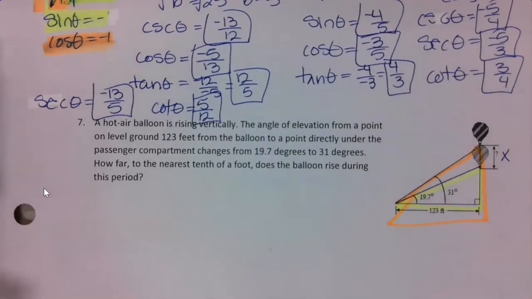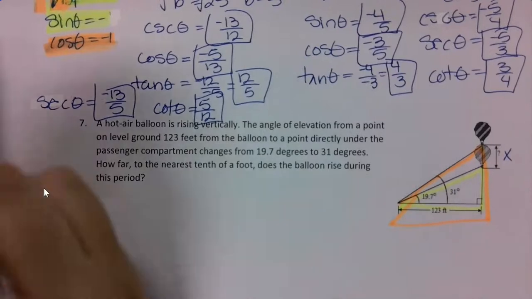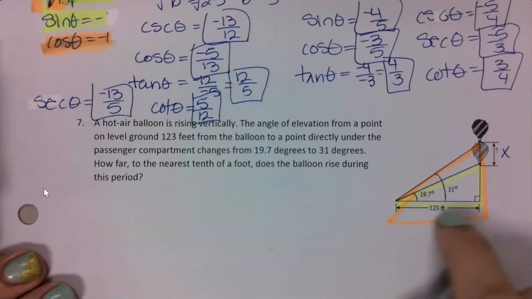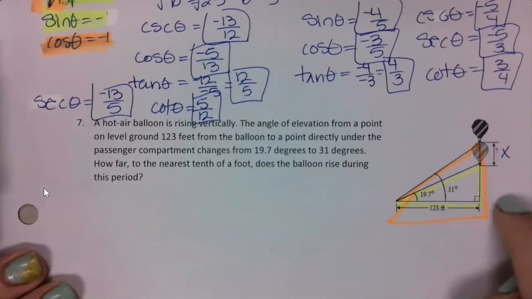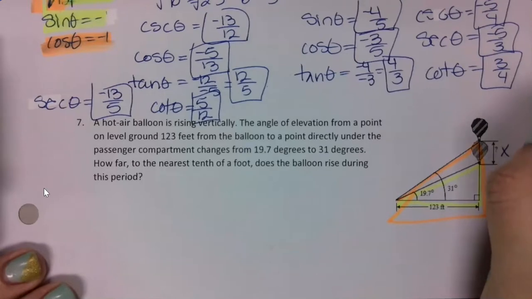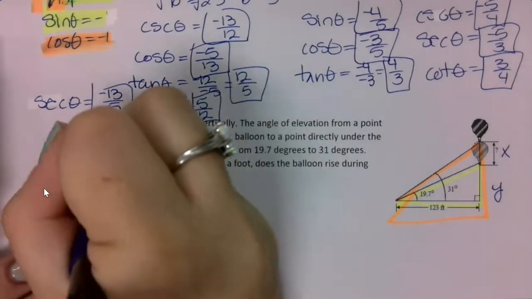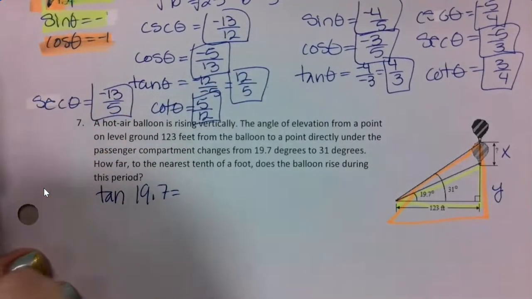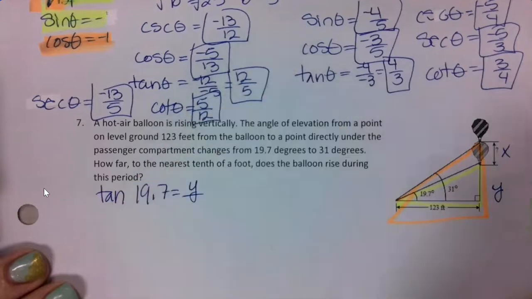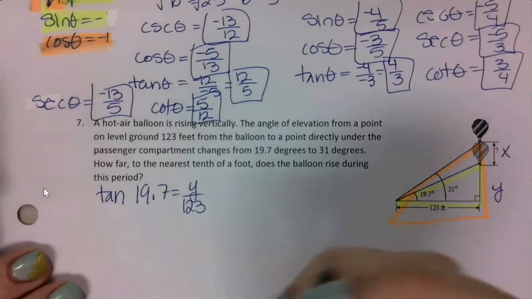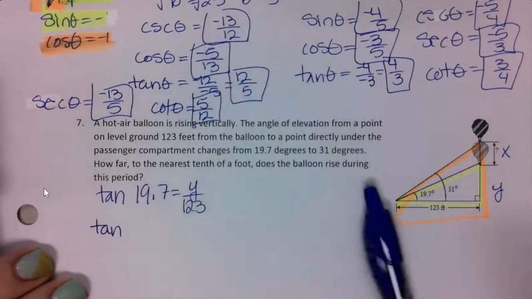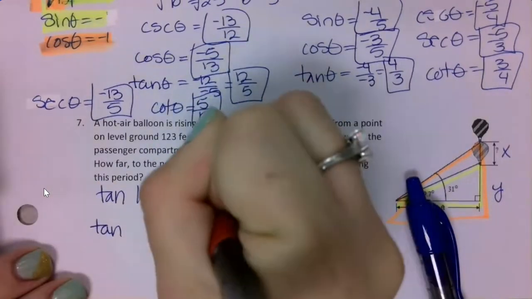So I'm going to start off with my smaller one that has the smaller angle. I have my horizontal distance right here, and I want to figure out my vertical distance. I will label this y. So this is going to be tangent. I'm going to use tangent of 19.7. The ratio is going to be opposite over adjacent, so y over 123. I want to solve for y. So to do this, I'm going to multiply both sides by 123.